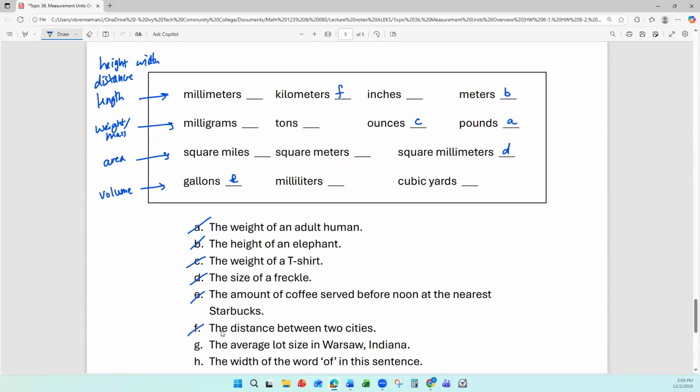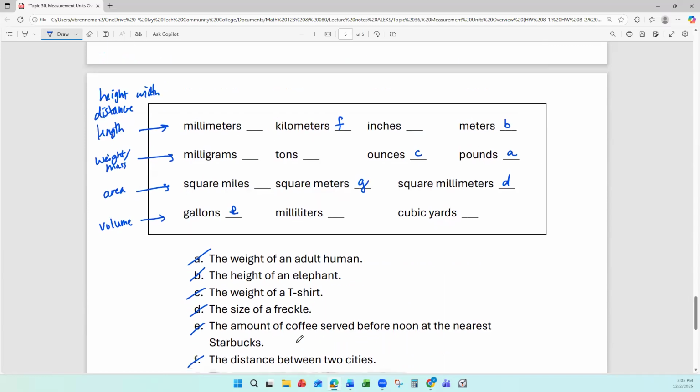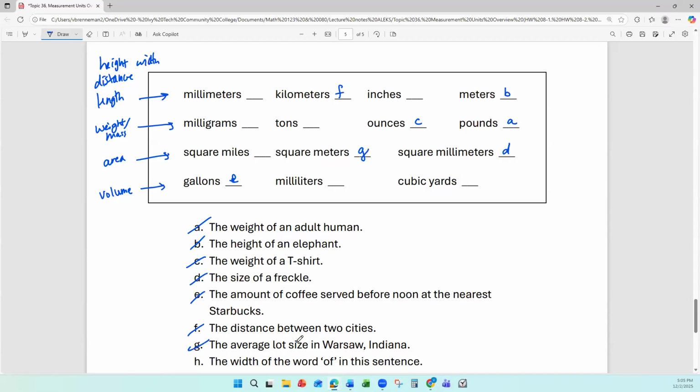Then the average lot size in Warsaw, Indiana, that would be an area. A single lot size probably wouldn't go square miles, so that would be more likely square meters. The width of the word of in this sentence, fairly small. Length or distance there, definitely well under an inch, so we could go down to millimeters for measuring a smaller size there.